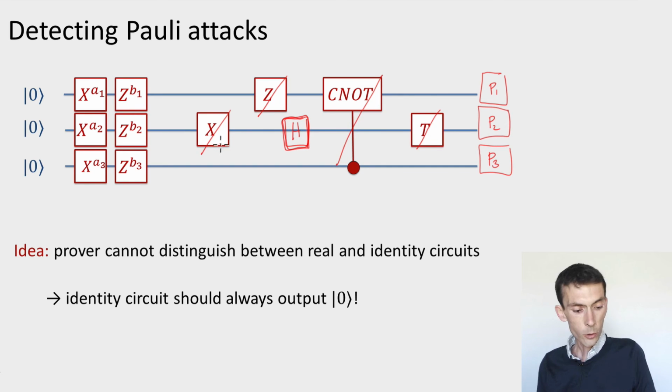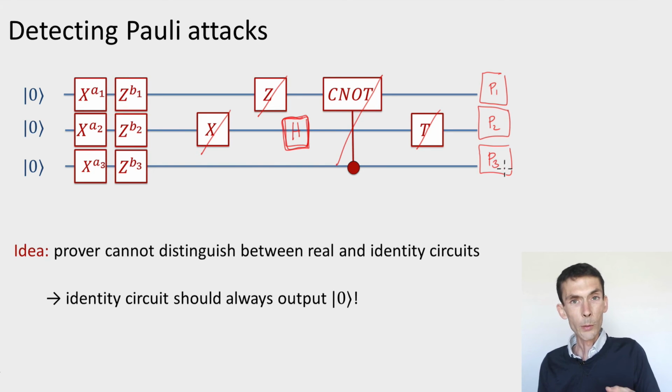What's going on here? The prover is doing exactly what it was doing in the case where we were running the computation, but now we're applying the identity circuit. Because the prover doesn't notice, if he or she was to apply a Pauli attack at the end, it also applies the Pauli attack at the end in the case where this is a computation test run. But in a computation test run, we know exactly what the output should be. It's just zeros encoded with these Pauli keys.